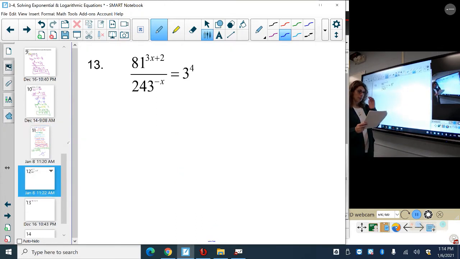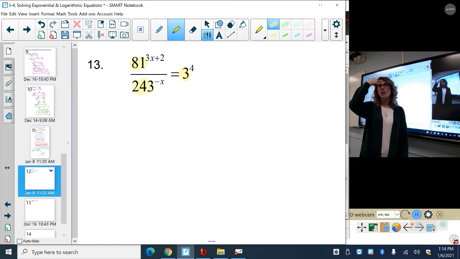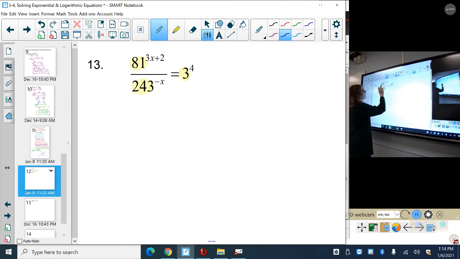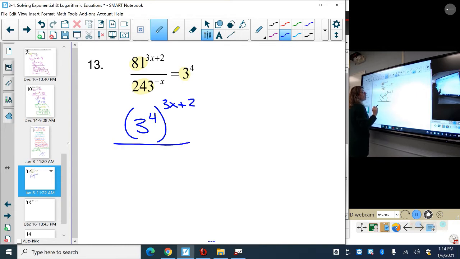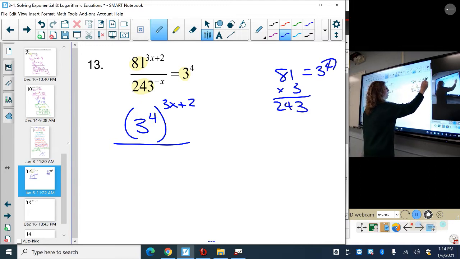Number 13, we're going to go ahead and do this. This looks super difficult, but it's really not, and the reason why is because I have 3 different bases. As soon as you see you have 3 different bases, your brain should be saying, okay, can I make them all be the same base? You absolutely can. 81 is 3 to the 4th. 243, well, that's 81 times 3, so that's going to be 3 to the 5th.